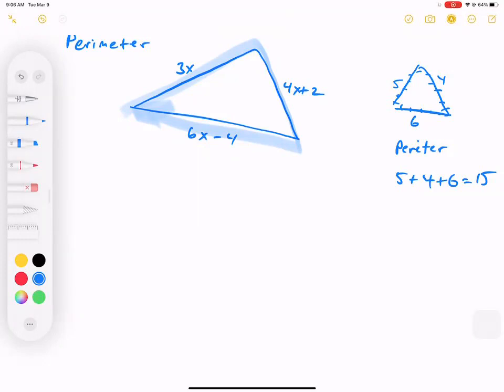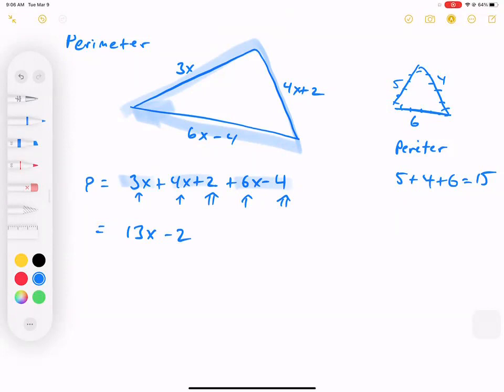So for this problem here on my left, using variables, we combine like terms like we did before. We combine 3x plus 4x plus 2 plus 6x minus 4. Okay? So our perimeter is adding up all three parts. And then we're going to look at like terms. So we see that 3x, 4x, and 6x are like terms. 3 plus 4 is 7. 7 plus 6 is 13x. And then we have our 2 and our 4 here. And 2 minus 4 is negative 2. So our perimeter would be 13x minus 2.